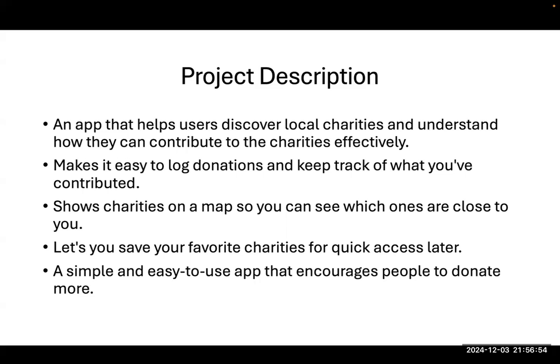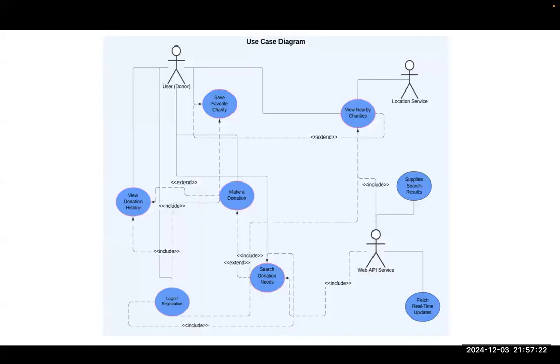And the app also displays nearby charities on a map, so users can quickly find the distance between their location and the charity. It also allows users to save their favorite charities for quick access later. Now I'll get into my use case diagram.